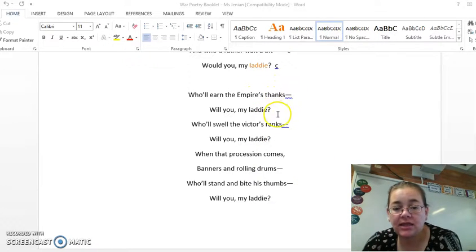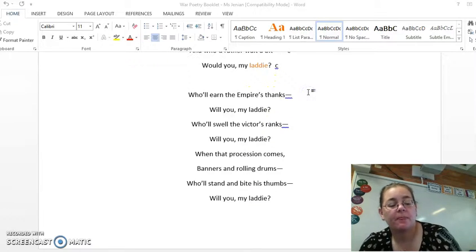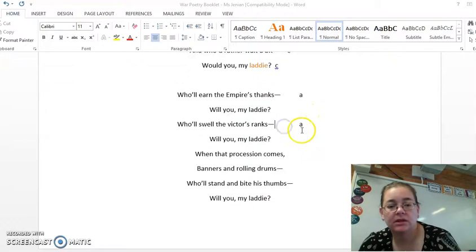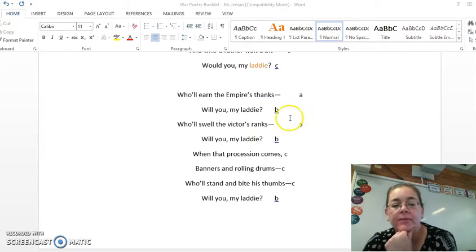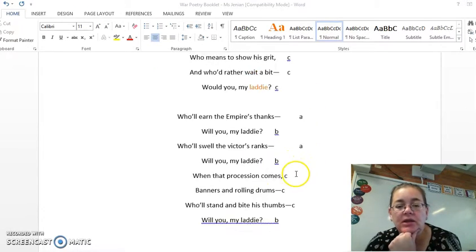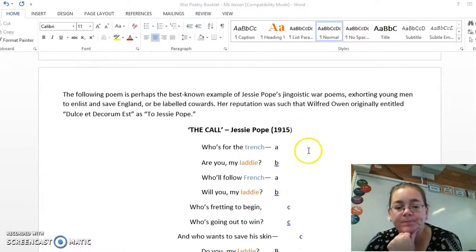So we can see here that thanks and ranks also rhyme. Let's do that a bit neater. We've got laddie, laddie, laddie again. Again, this doubles up as a rhyme, but also as a repetition. The use of my laddie, my laddie down there. And then again, these three lines rhyme as well. Comes, drums, thumbs. So we give that a C. That's the third rhyme we've identified. So A, B, C, C, C, B, used in all three stanzas of the poem.